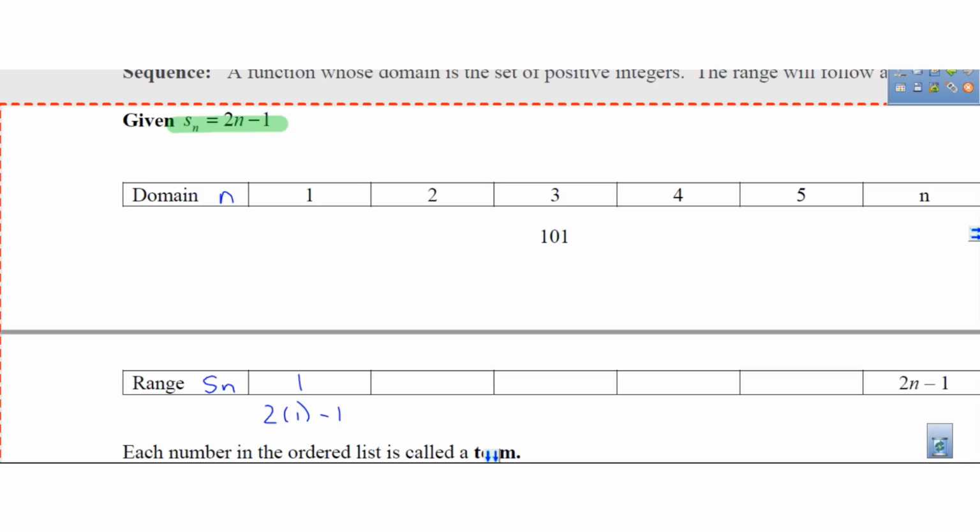So 2 times 1 is 2, 2 minus 1 is 1. If n is a 2, that's 2 times 2 minus 1, that's 4 minus 1, which is a 3. If n is a 3, it's 2 times 3 minus 1, that's 6 minus 1, which is a 5. If n is a 4, it's 2 times 4 minus 1, that's 8 minus 1, which is 7. If n is a 5, it's 2 times 5 minus 1, that's 10 minus 1, which is 9. And if n is an n, then it's just 2n minus 1. So you just stick in those values of n, and you end up with a list of numbers: 1, 3, 5, 7, 9, and so on.